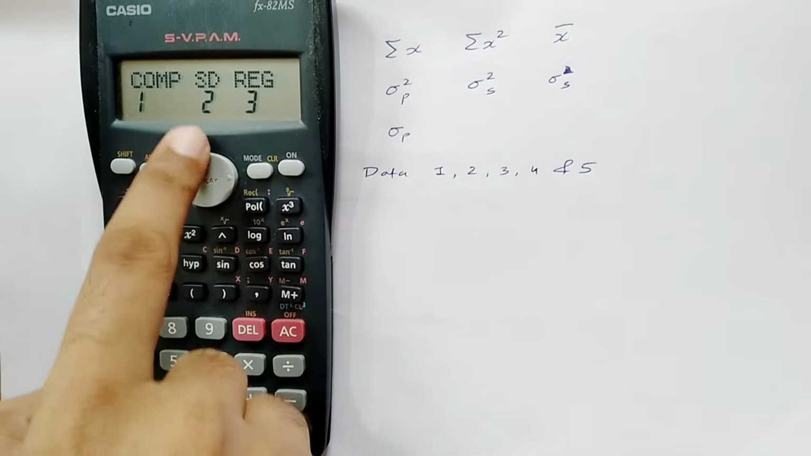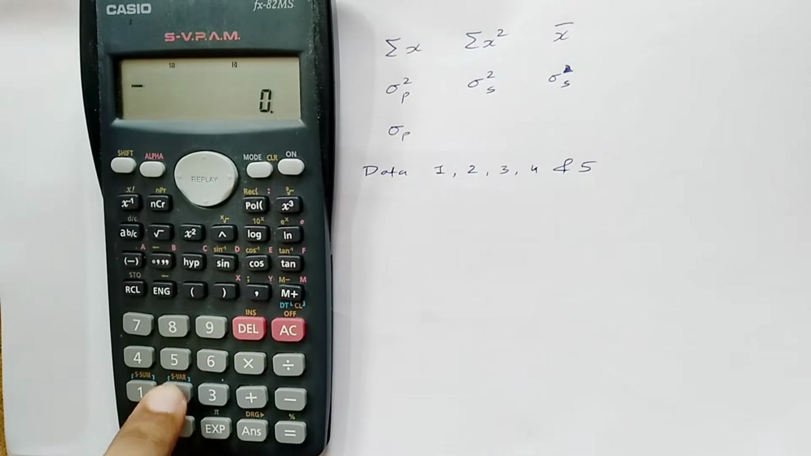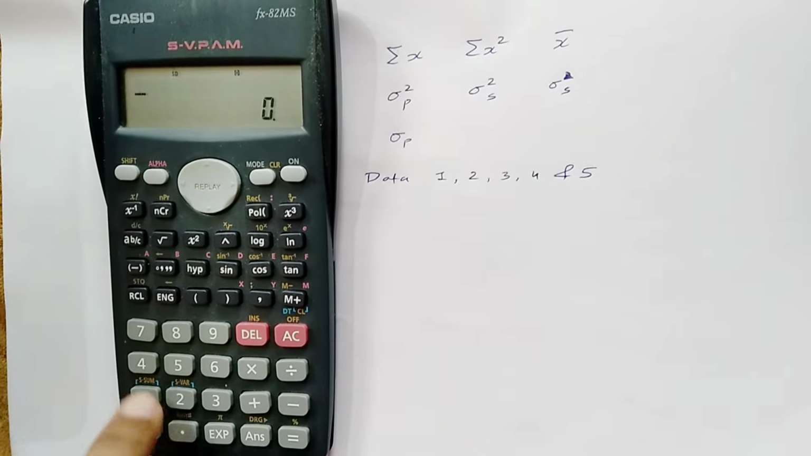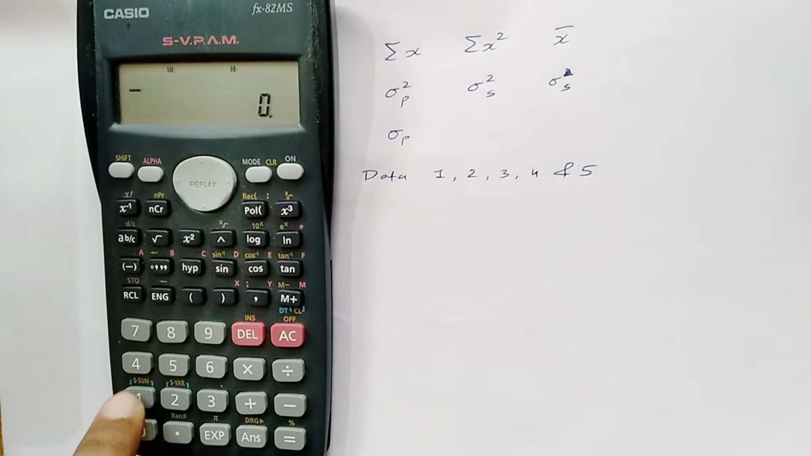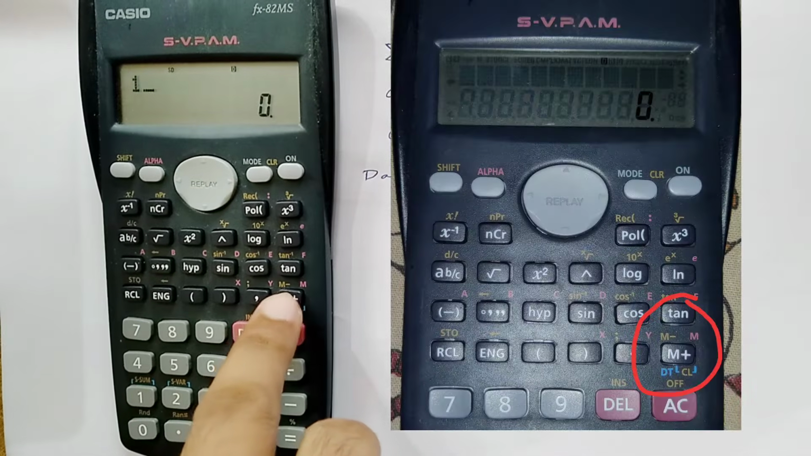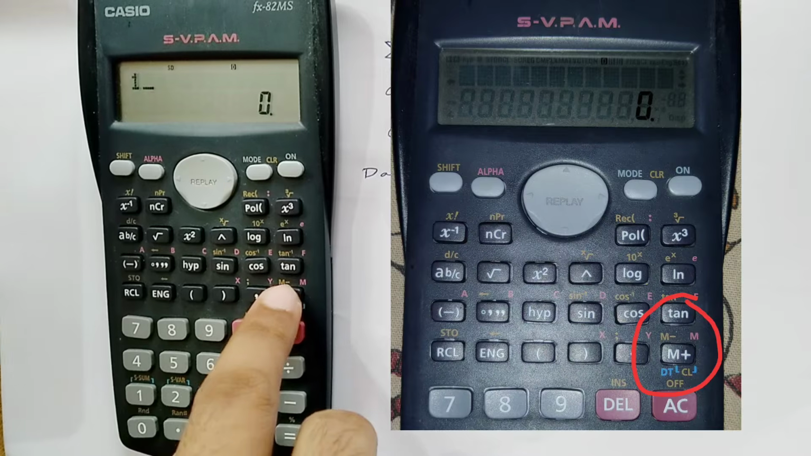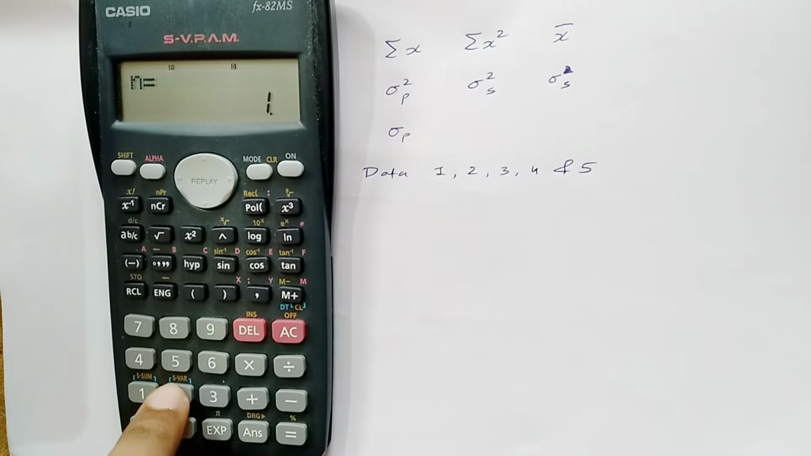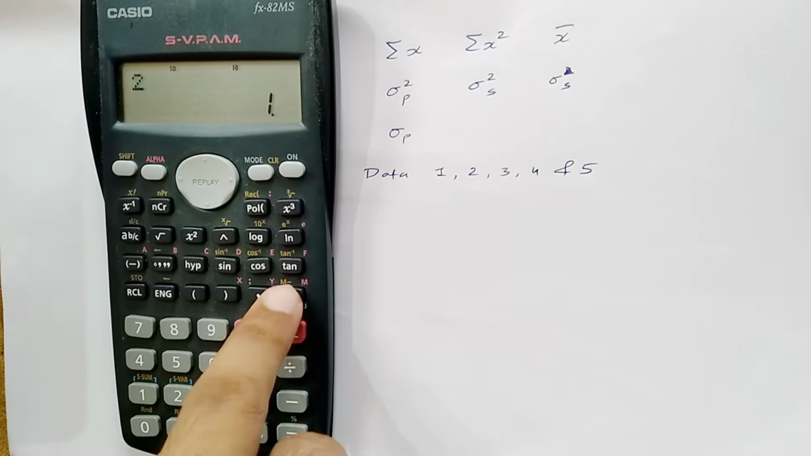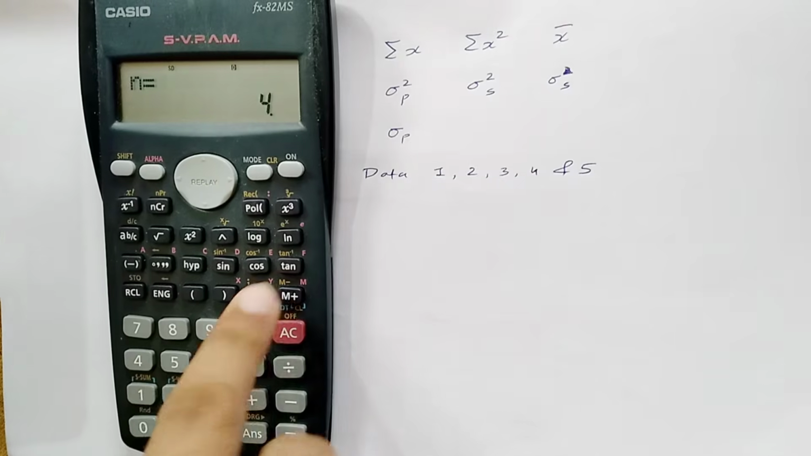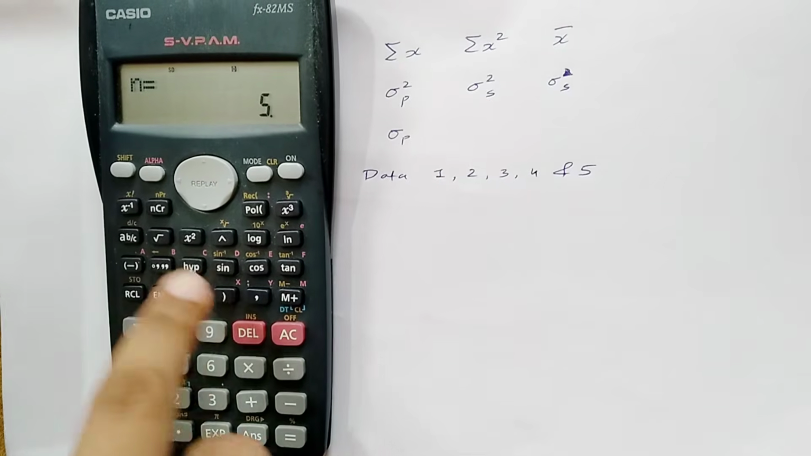So the symbol is 2, so we will press 2 here and then we will start entering the data. So first value, that is 1, M plus. This will add the data into the system. So n equal to 1, that is our first observation is 1. Now we input our second data, that is 2, M plus, 3, M plus, 4, M plus, 5, M plus.